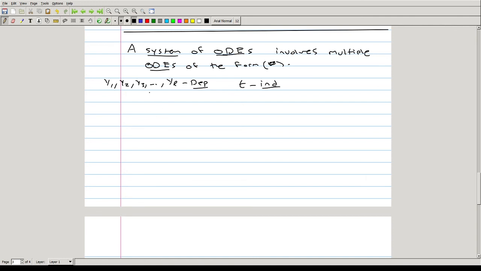So if I have L unknowns, I'll expect to have possibly then L differential equations to solve for those unknown functions. Our F1 is a multivariable function of t, all of the dependent variables, and then all of the derivatives of all of the dependent variables as well. This goes all the way up to the nth order derivative of yL, or y1 through yL.